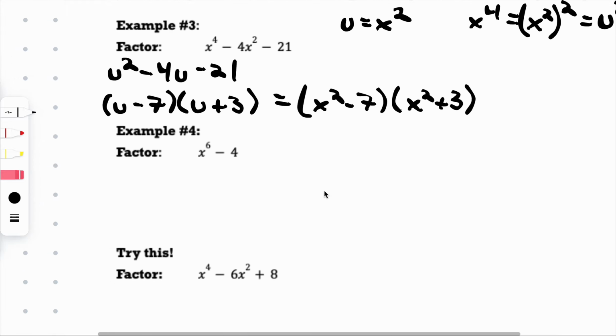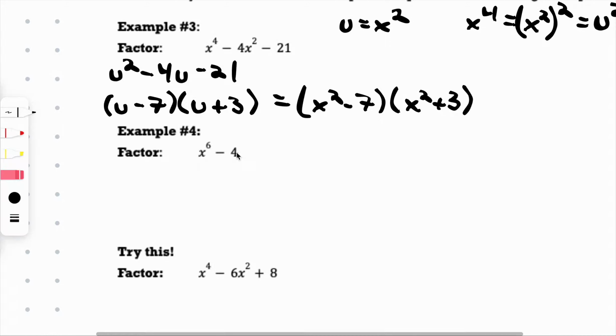So here we have x to the 6th minus 4. I guess my question to you is, what do we want u to equal in this case so that it becomes a quadratic we can easily factor? Well, eventually I want to get it into the form u squared minus 4. So what value of u is going to achieve this? What is u going to be equal to?